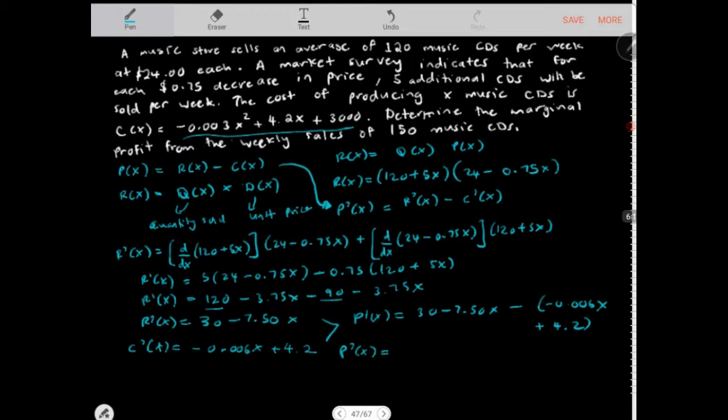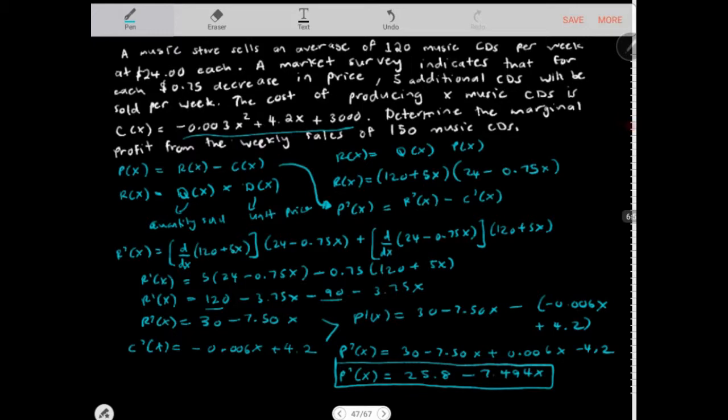And the marginal profit function here is 30 minus 7.50x plus 0.006x minus 4.2. If I combine all the like terms, we get 25.8 minus 7.494x. Okay, so this is our marginal profit function.